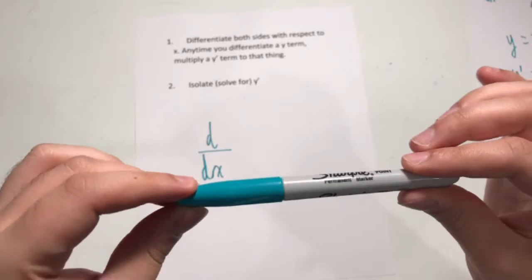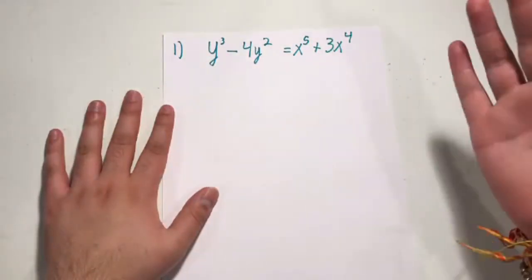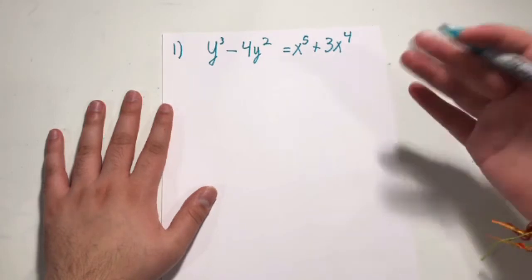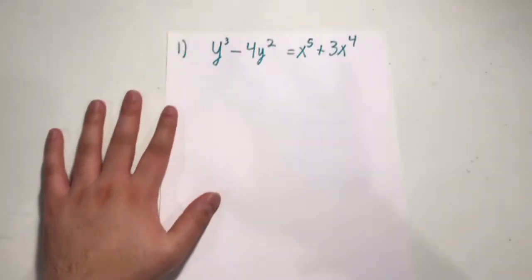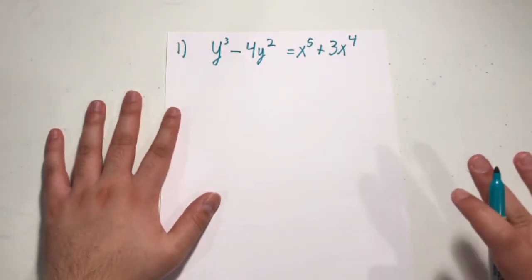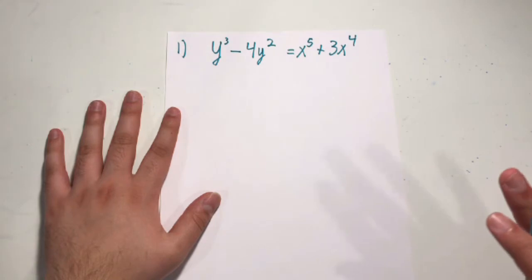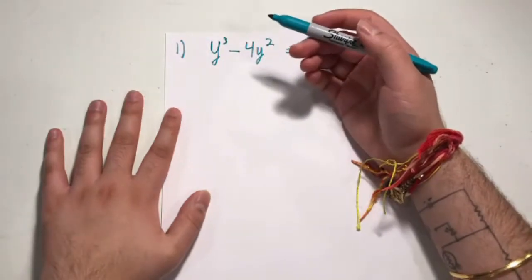Let's get into those. All right, so we'll start off simple. What I suggest you do is pause the video and try this out yourself, and then see if you got it right. All right, so step one, differentiate both sides with respect to x. And then anytime I do it to a y term, attach a y prime. So what's the derivative of y to the third?